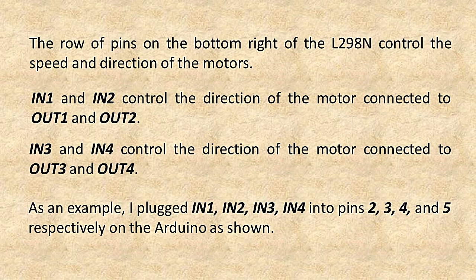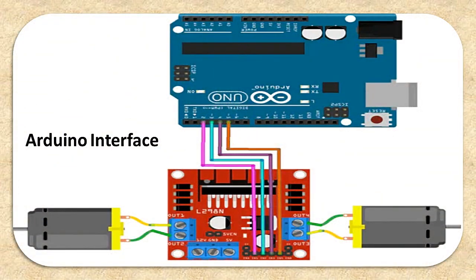As an example, I plugged IN1, IN2, IN3, IN4 into pins 2, 3, 4 and 5 respectively on the Arduino as shown. Here the inputs IN1, IN2, IN3, IN4 are connected to 2, 3, 4 and 5 on the Arduino board.